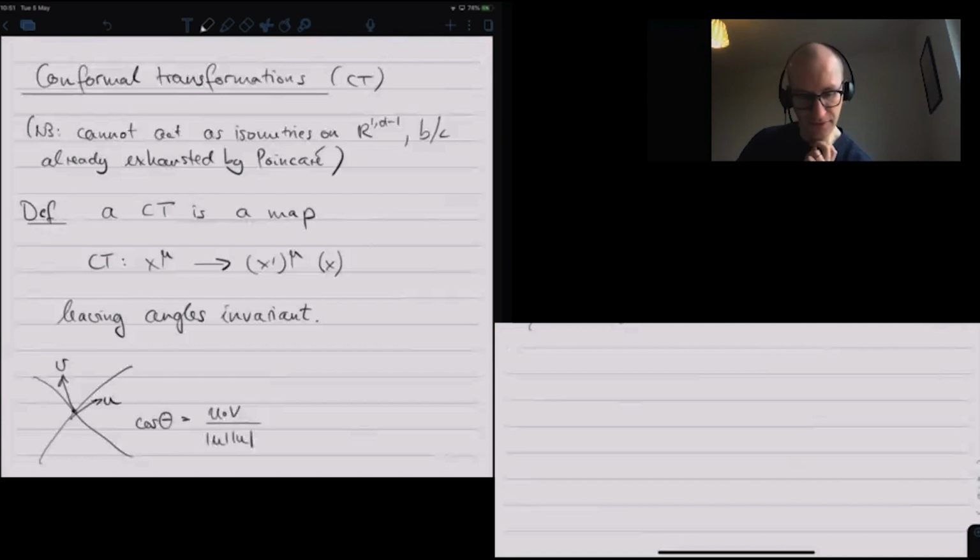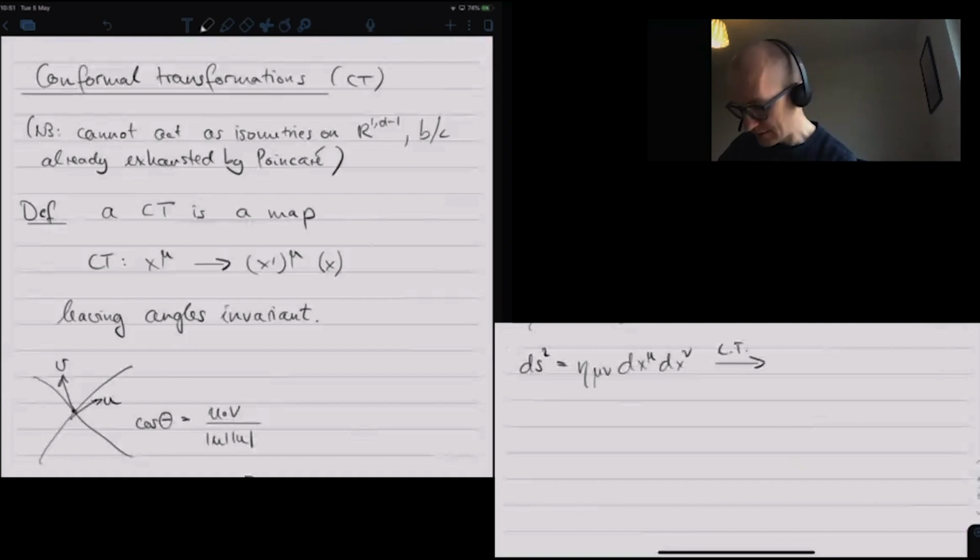Now, this conformal transformation takes the line element ds squared. Let's start with a conformal transformation of flat space. We take the line element η_{μν} dx^μ dx^ν. Under this conformal transformation, it will become η_{μν} dx'^μ dx'^ν, and this will leave angles invariant if it is equal to Ω²(x), some function of x, times the original thing, dx^μ dx^ν.